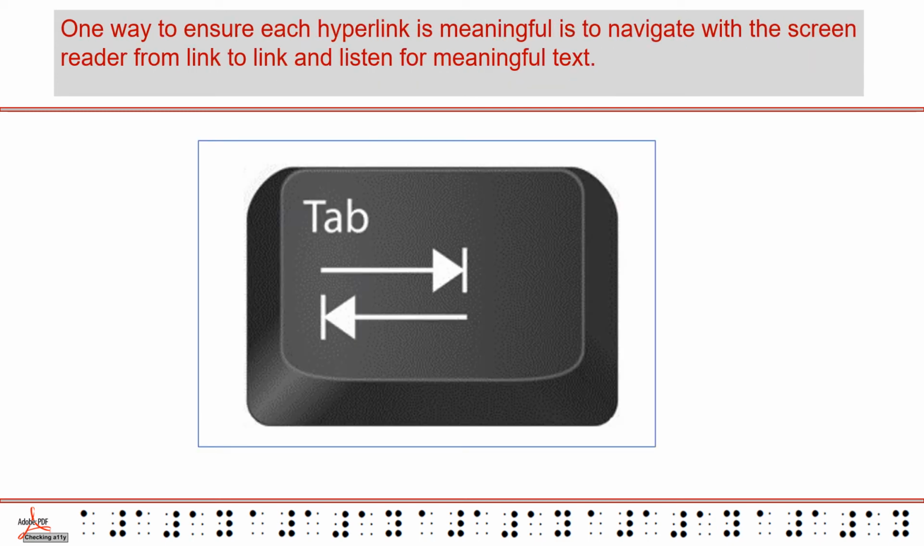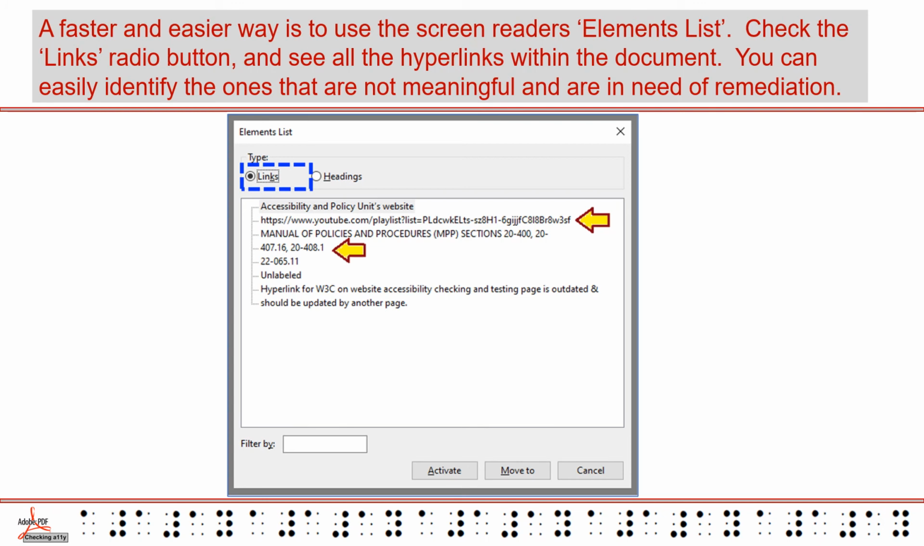One way to ensure each hyperlink is meaningful is to navigate with the screen reader from link to link and listen for meaningful text. A faster and easier way is to use the screen reader's elements list. Check the links radio button and see all the hyperlinks within the document. You can easily identify the ones that are not meaningful and are in need of remediation.